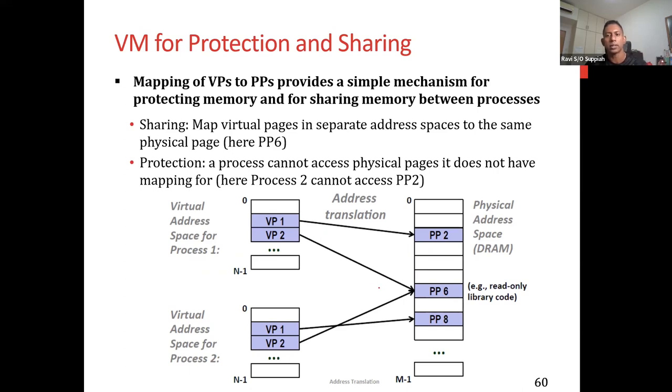In terms of protection, we also have the idea that once we allocate certain processes to a particular physical space, another process cannot access it. So for example, if I have process one and process two, each has its own set of virtual memory addresses that map to its own physical space. Process one, virtual page one, maps to physical page two, and process two, virtual page one, maps to physical page eight. So there is protection in the sense that process two cannot access physical page two, and process one cannot access physical page eight. Whatever is shared has a common page, but other than that, they have their own private space to avoid any form of corruption.